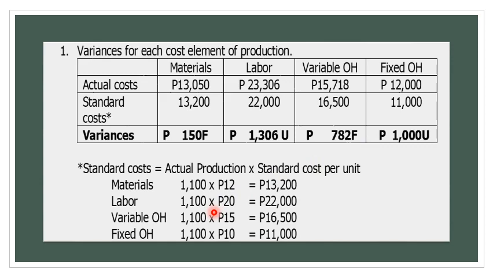Okay. So, tignan natin dito. Yung pag-compute ng standard cost, sabi natin cost that should be incurred for actual production. So, predetermined rate times the actual production. Ang total ng na-produce natin is 1,100. So, multiply lang natin by their standard cost per unit. So, 13,200, ito siya. 22,000, ito rin siya. And 16,500, ito po.